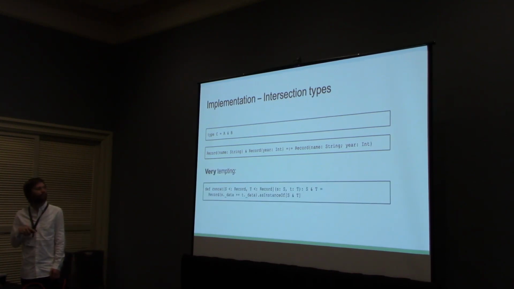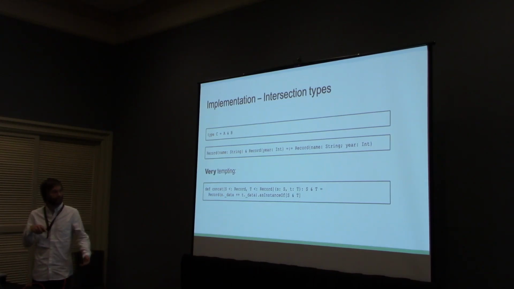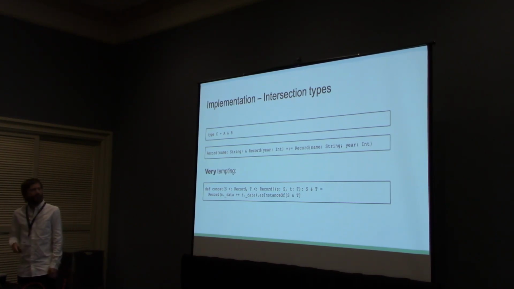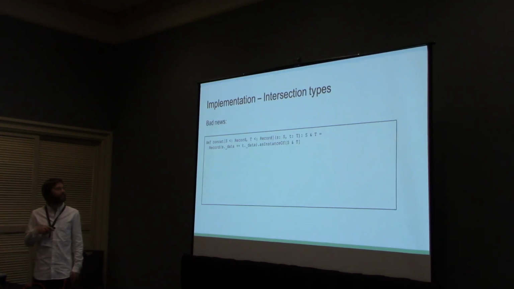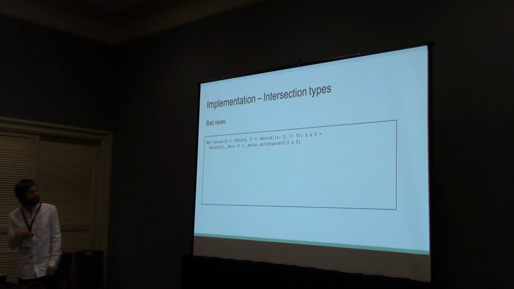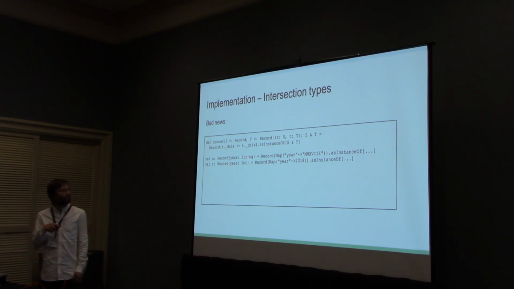which makes it extremely tempting to implement a concat method like this. It takes one record s of type capital S and another one of type capital T. Just merge the underlying maps here to get the fields of both of them, and then type the result as the intersection of both of these records. Unfortunately, this doesn't really work out that great, because this is the same implementation as before. What happens if you try to concatenate these two records? They have a conflicting label here with different types.